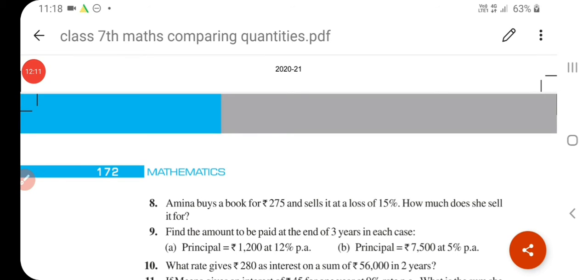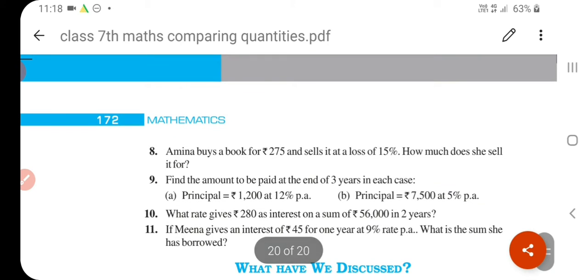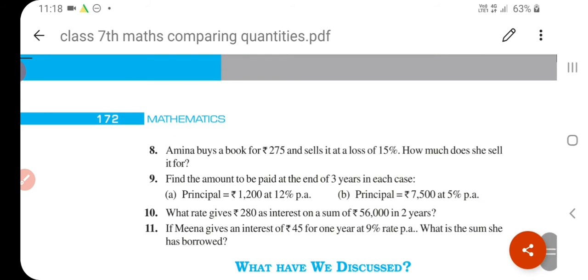Okay, now question number 9 is, find the amount to be paid at the end of 3 years in each case. Okay, so let's do principal. Given is principal amount is 1200 at 12% per annum. Okay, so we have to find the amount. So first of all we find the interest. Interest is equal to PRT. So here in PRT, P is 1200, R is 12% and T is 3 years.